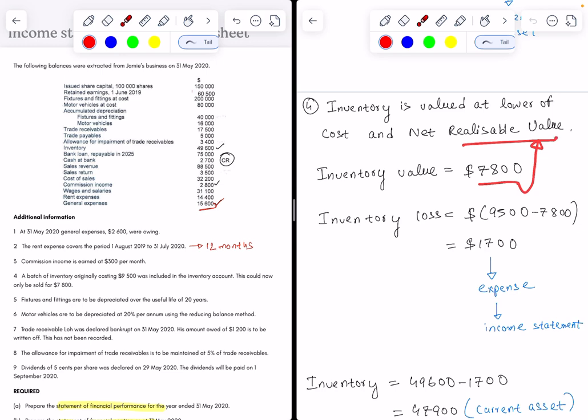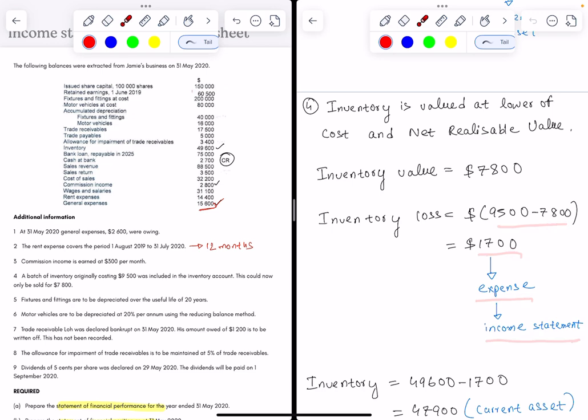Therefore, we understand that we have made some loss in terms of valuation, given that the inventory value dropped from $9,500 to $7,800. And what's the amount for that loss? It's simply the difference between $9,500 and $7,800, which is $1,700. This loss for inventory is what we will report as an expense. All losses by default are an expense, and this expense is to be reported in the income statement.